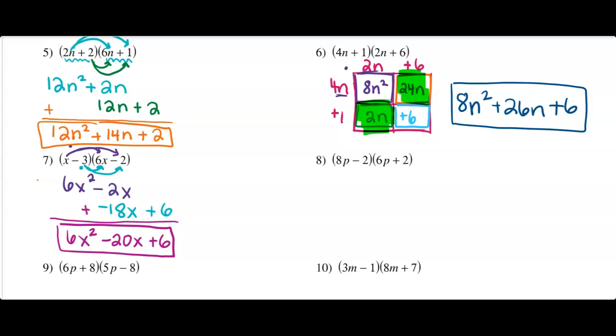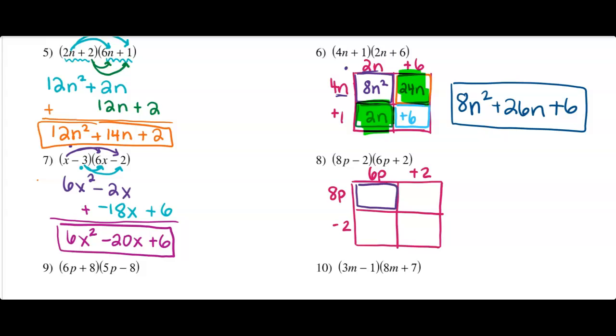In number 8, I'm going to do a box again. So I make the box the size of my polynomials. And then I put them along the side. So 8p and negative 2, 6p and plus 2. It's important to make sure you get the signs in front of them so that when you multiply, you have the right signs. Then I'm going to do my first area. So 8p and 6p makes 48p squared.